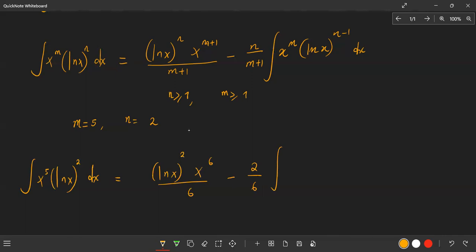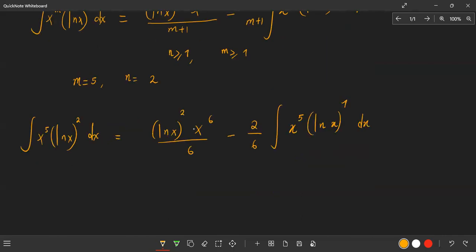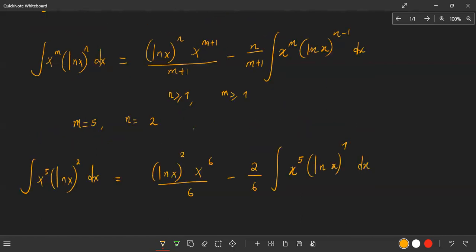And then integrating x to the power 5, and then natural log of x to the power 1, and then dx. Are we there? Why is it 1 here? Because I subtracted 2 minus 1. Remember, I've put in power 1 here.